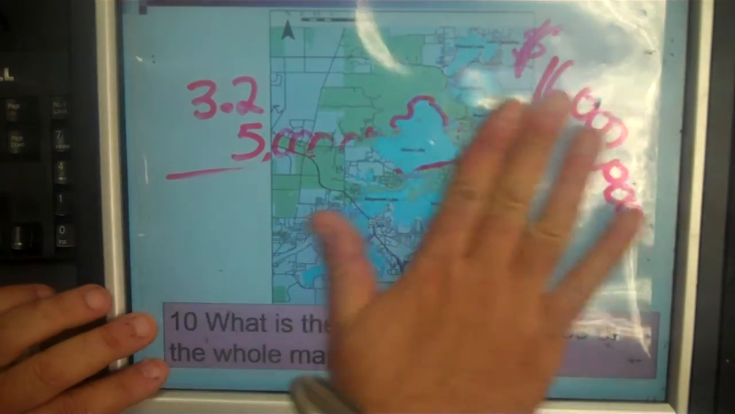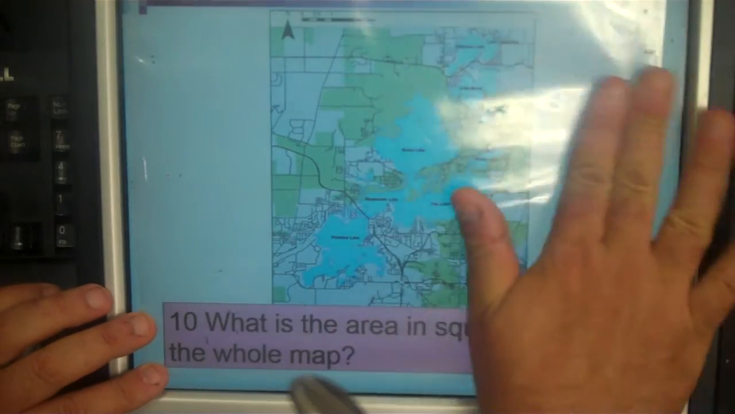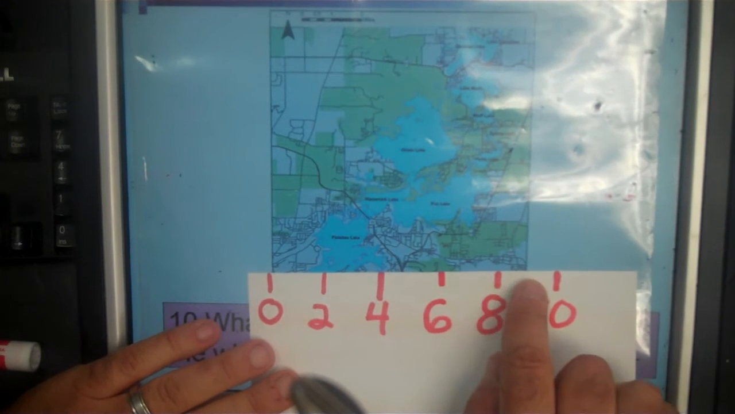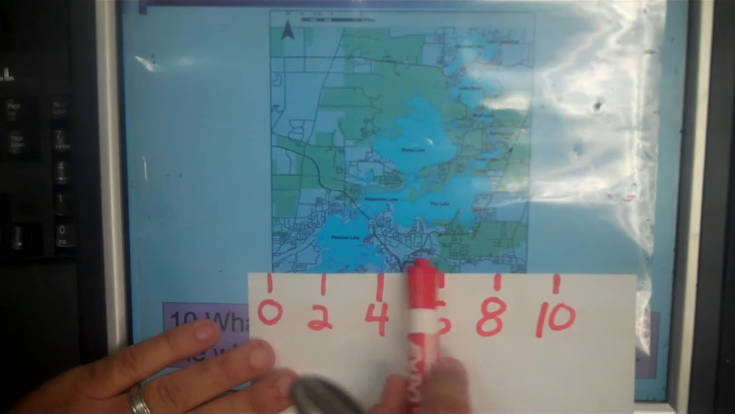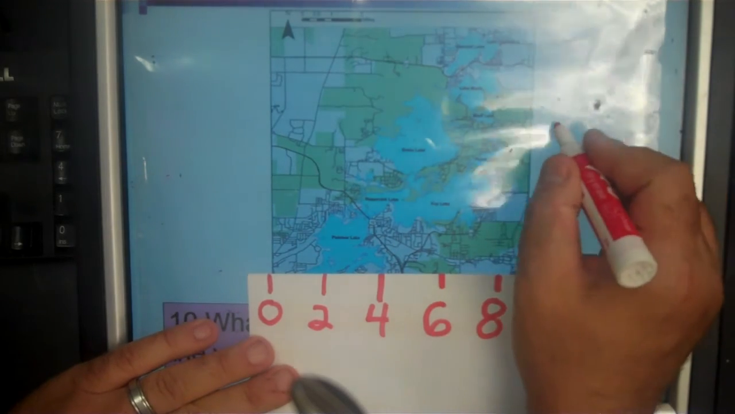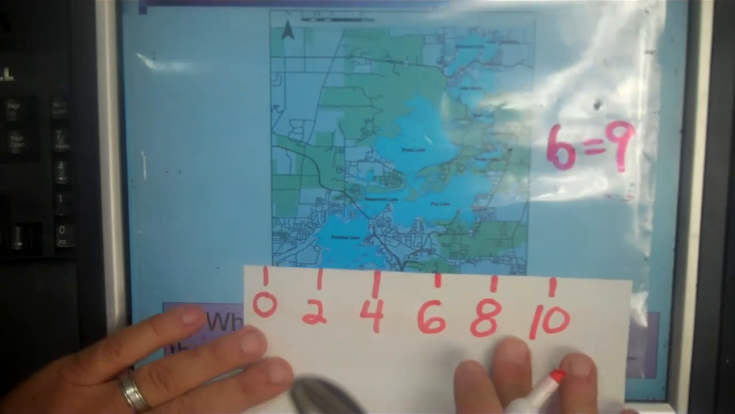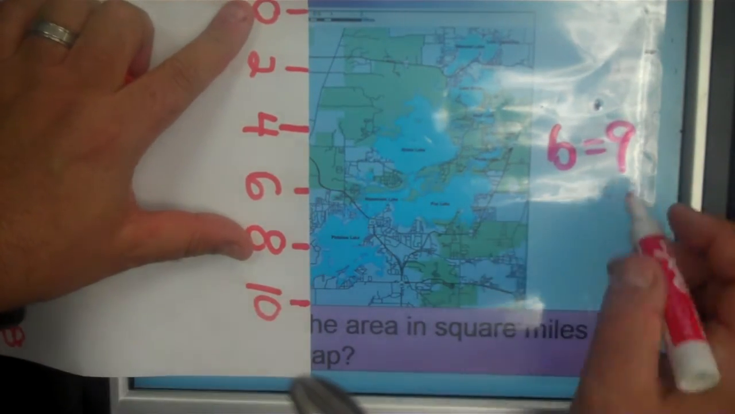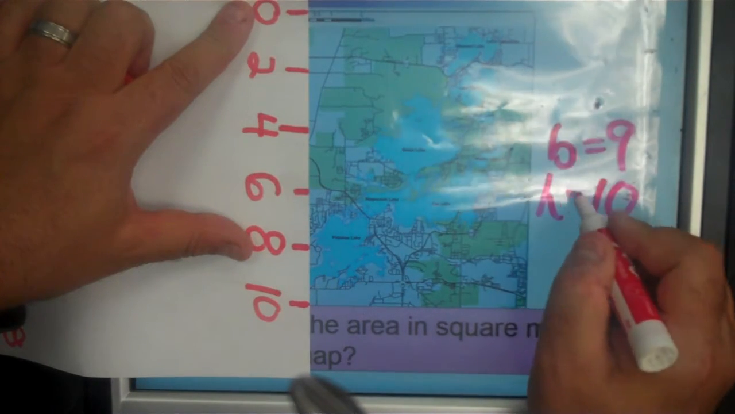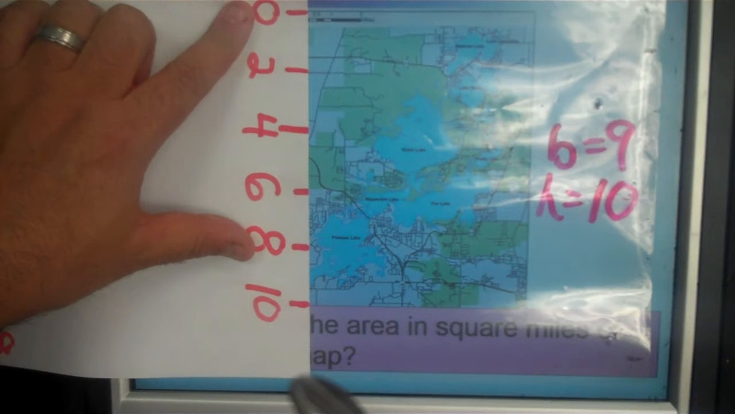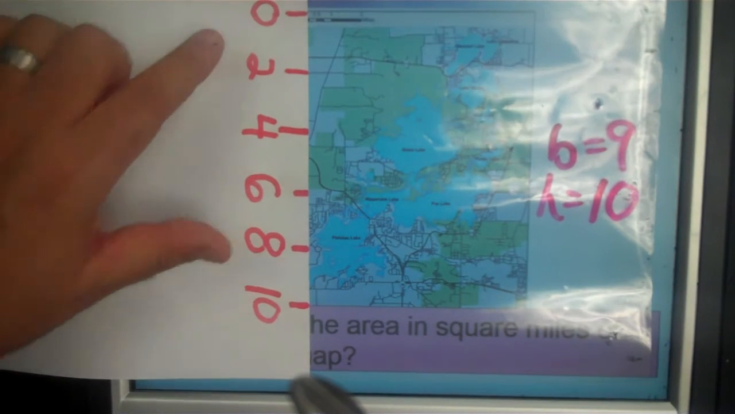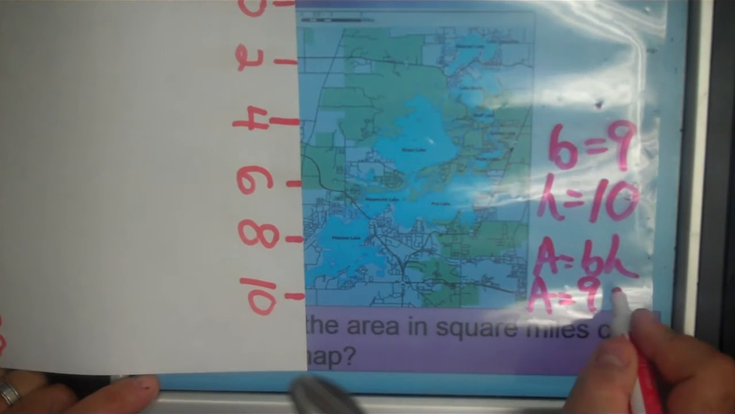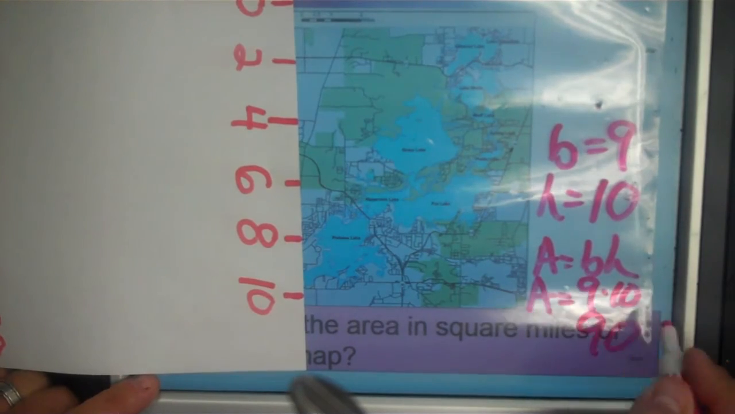Number 10. What is the area in square miles of the whole map? So the map is 9 miles across. The base is 9 miles. And the height of this thing is 10 miles. And so the area is base times height. The area is 9 times 10. That's going to be 90 square miles.